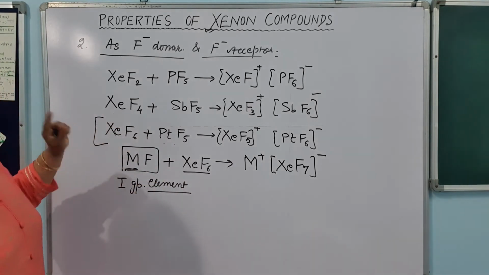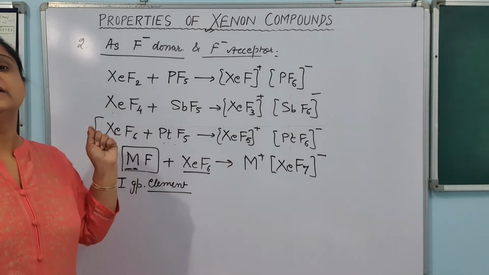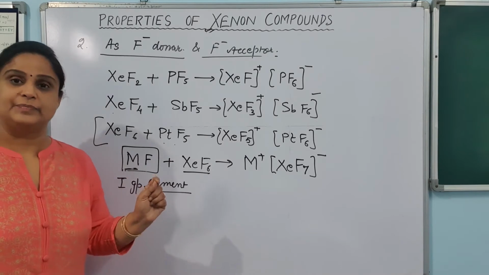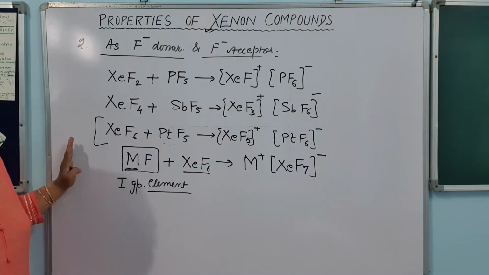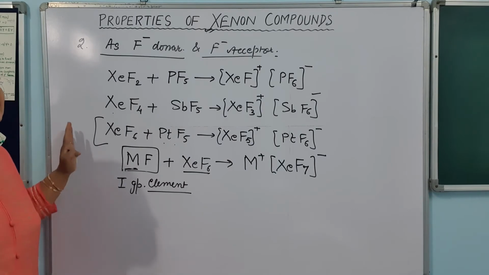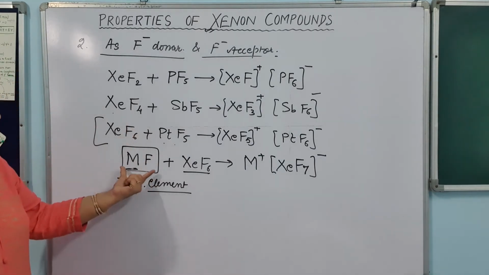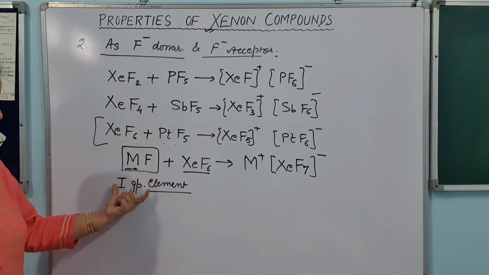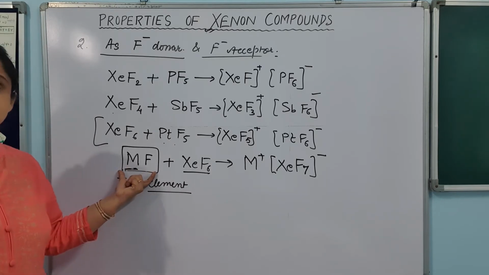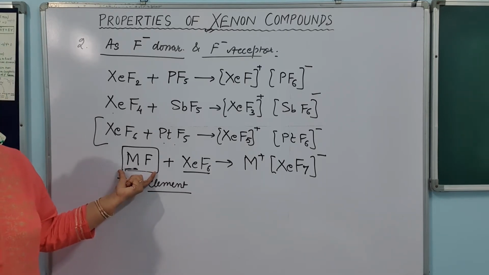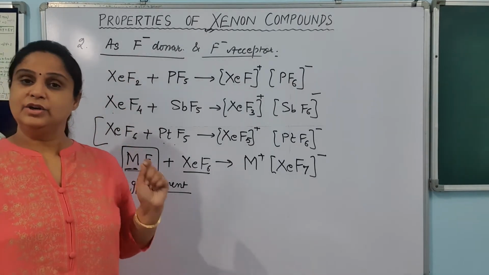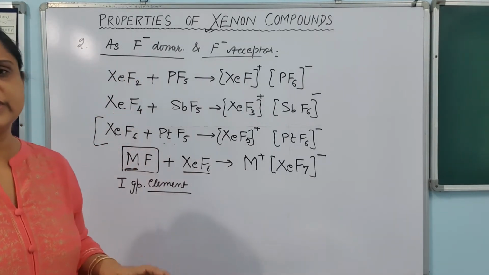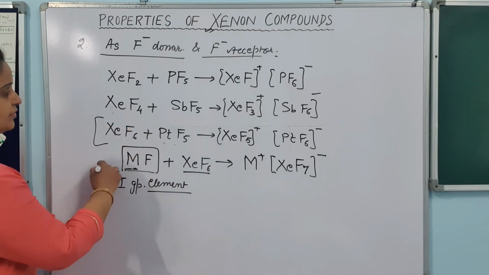In the rest of the reactions, xenon fluorides are working as fluoride ion donors. Is it clear? So this way xenon fluorides react as a donor sometimes and as an acceptor in very few cases. Only where the fluorides of first group elements are taken will it work as an acceptor. In the rest of the reactions, it is working as a donor of fluoride ion. This is one of the very important reactions.